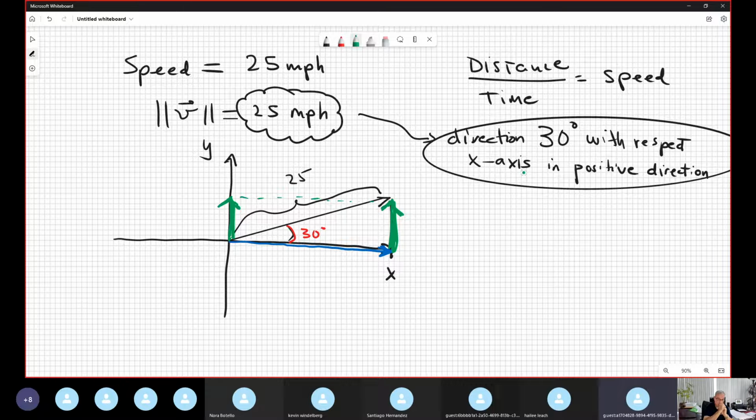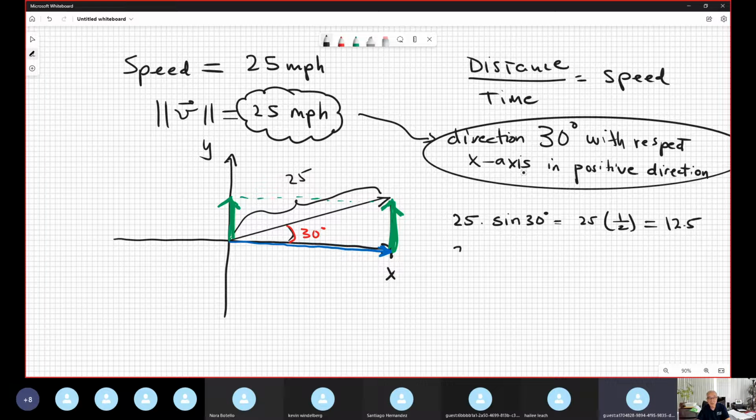In order to find the green, you use the sine, and in order to find the blue, you use the cosine, because the green is the opposite and the blue is the adjacent. So, in order to find the component in the y-axis, take the hypotenuse, 25, multiplied by sine 30 degrees. Sine 30 degrees is 1/2, you know very well. So multiplied, it is 12.5.